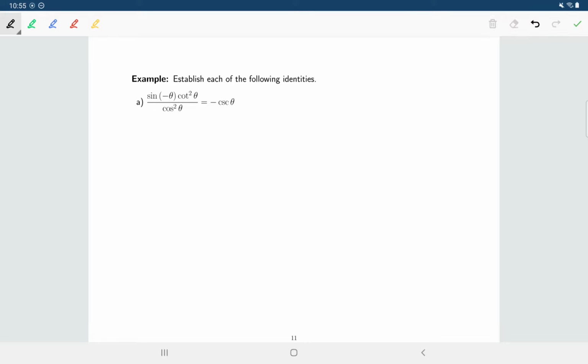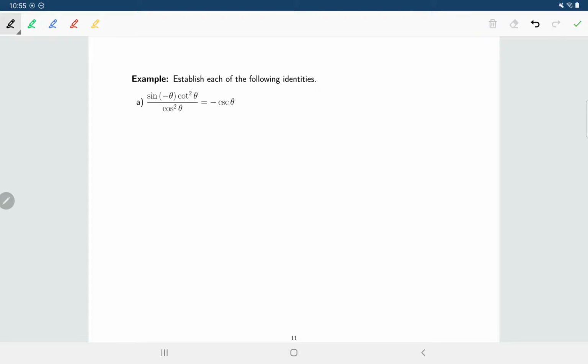So instead, what we're going to do is look at one side on its own, and show that we can transform that one side into the other side. We're not going to treat this as something where we're trying to solve for theta. We're not moving things from one side to the other. We're always trying to see, can I transform one side of the equation into the other?